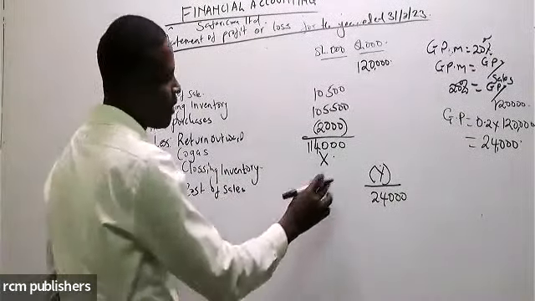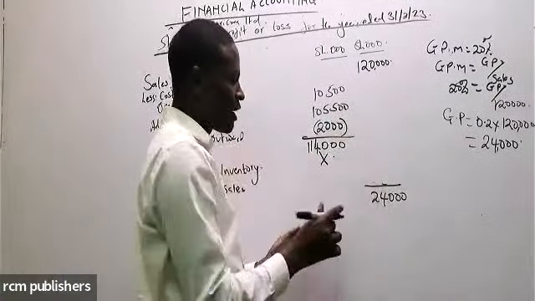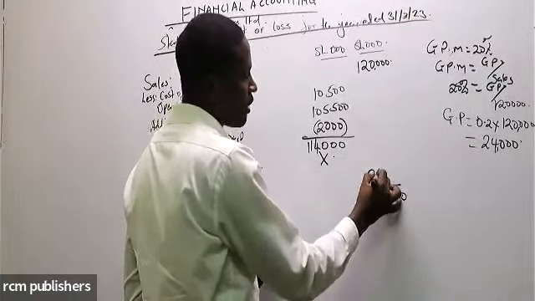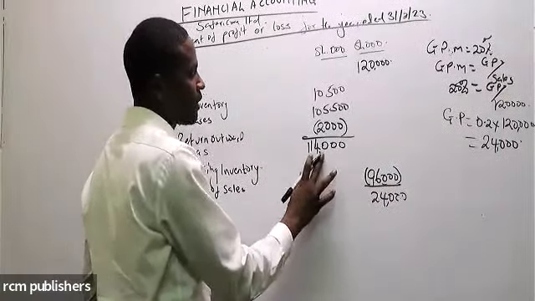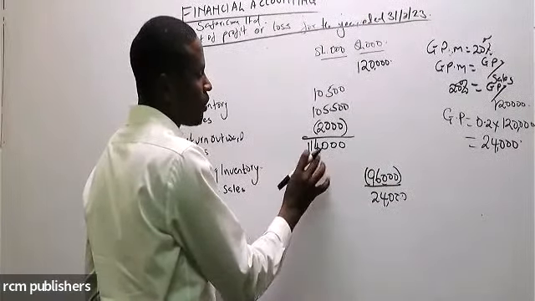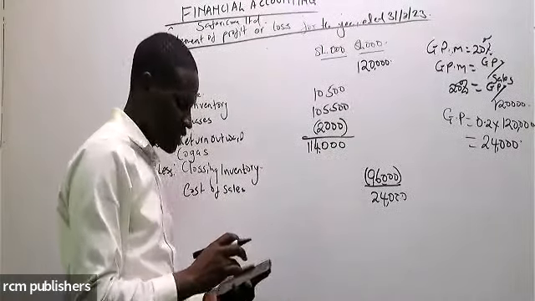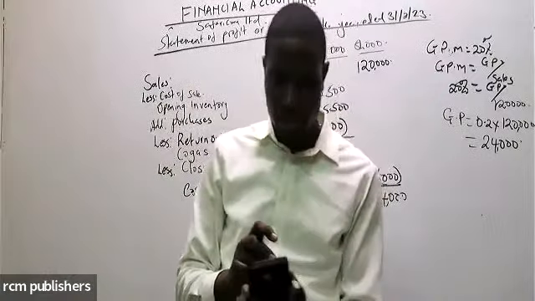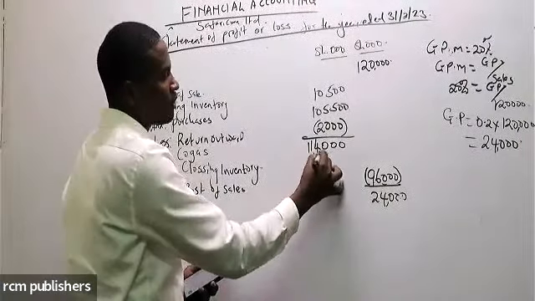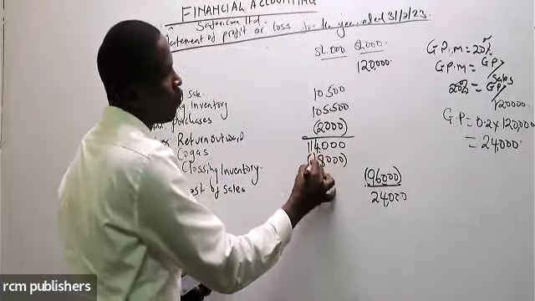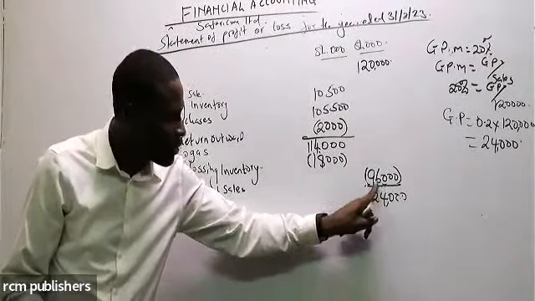So in that regard, I'm able to reverse this and get my cost of sale. It will be 120,000 minus 24,000, which will give me 96,000. Now, can I get my cost of sale here? Yes, I can get my cost of sale as what? 114,000 minus 96,000. That is 18,000.